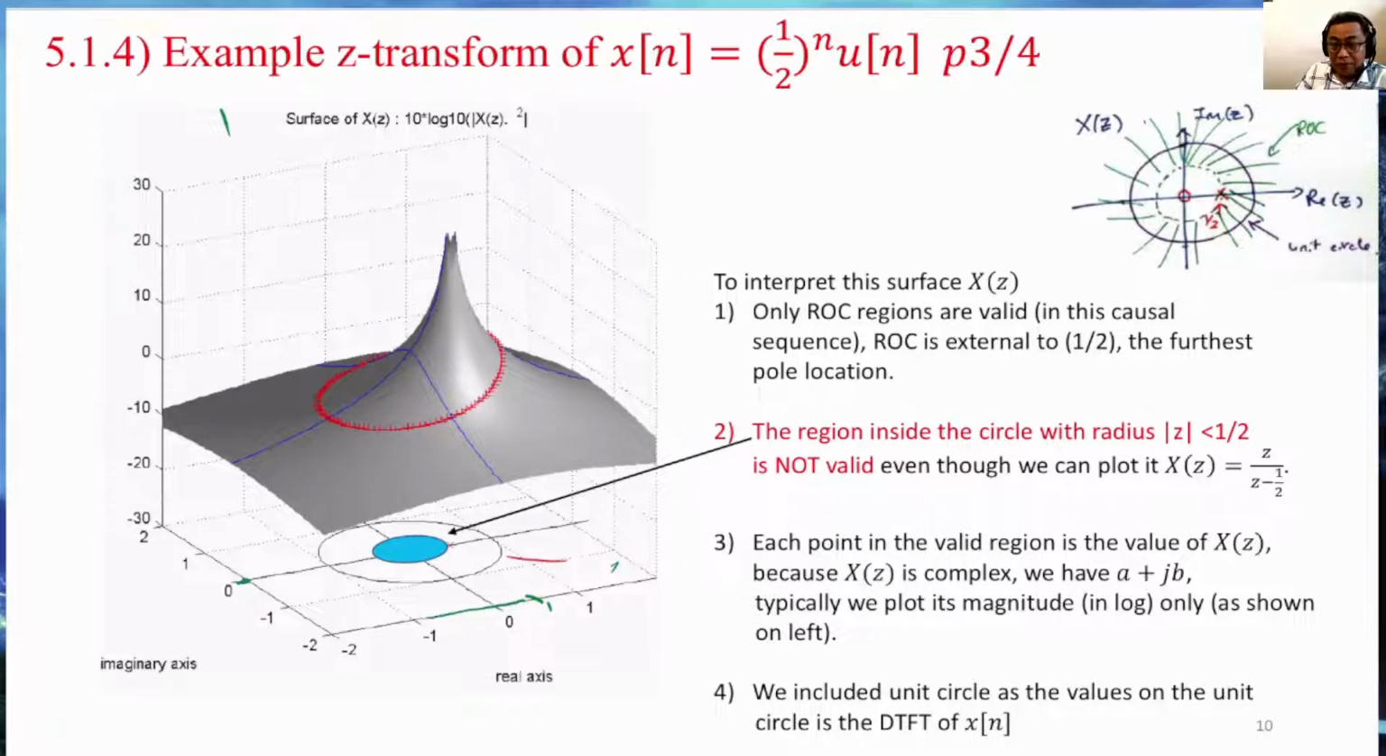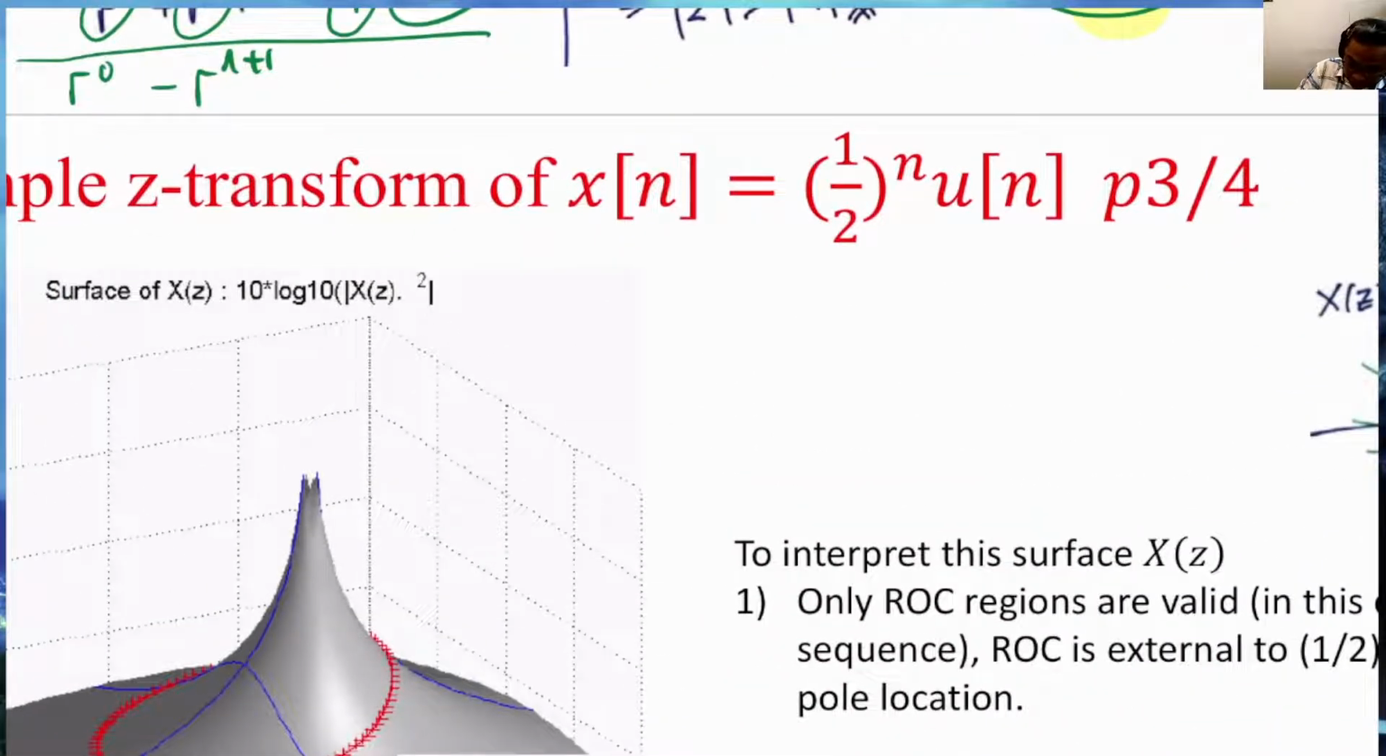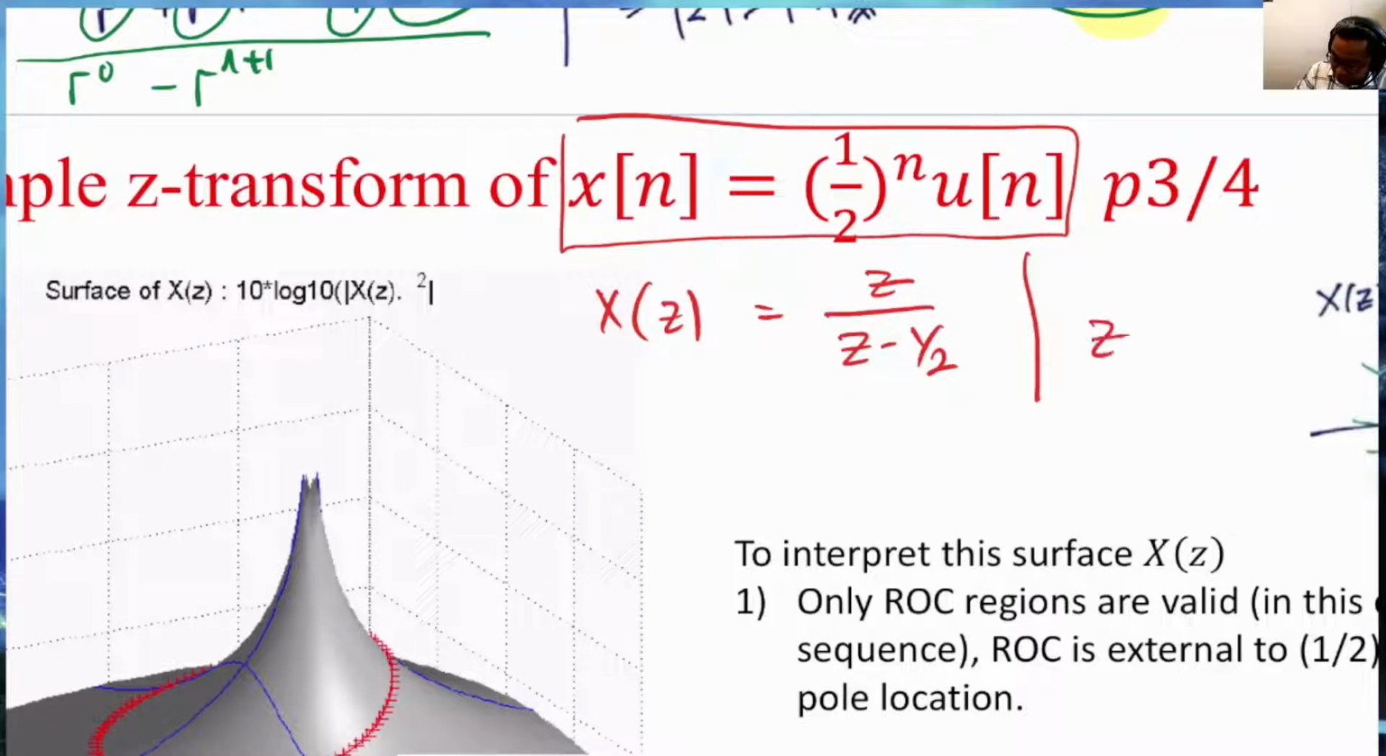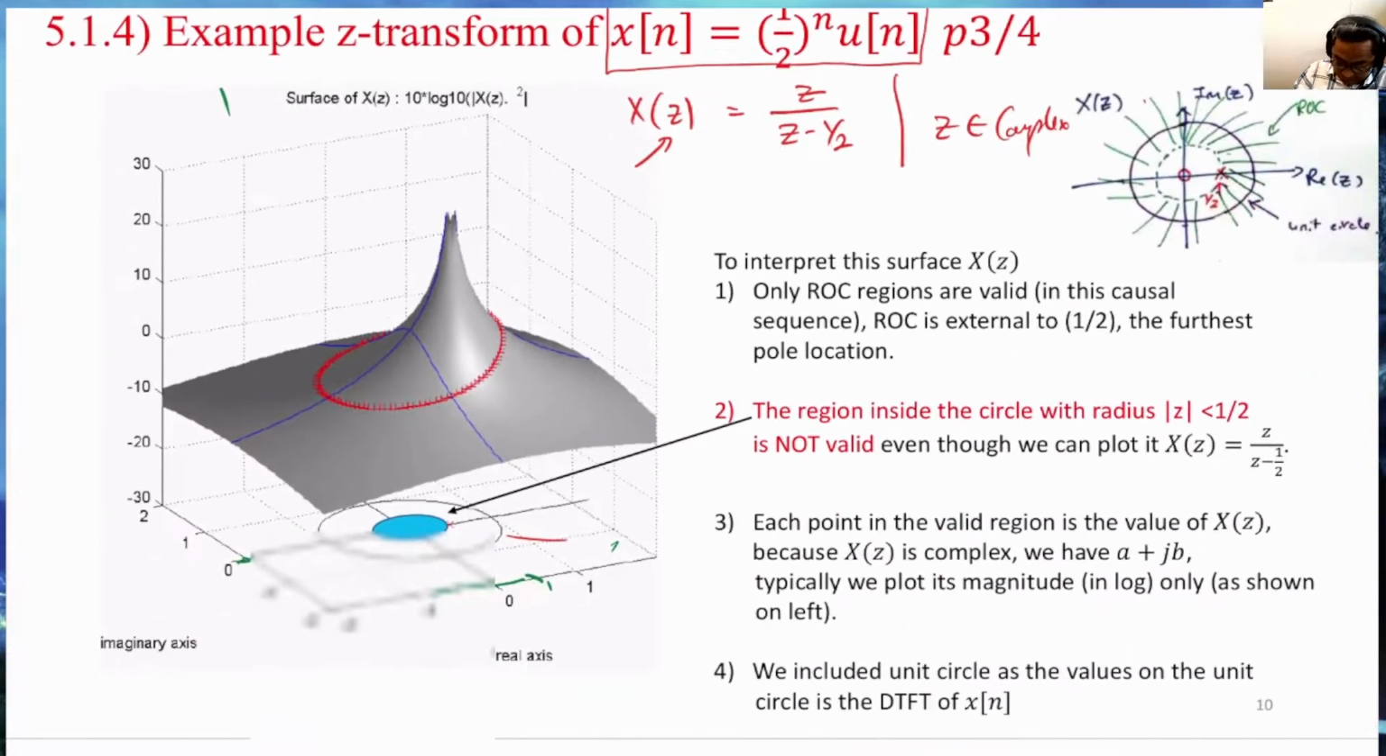Let's now plot the surface of X(z). We are given the sequence x[n], and we have already found that X(z) is equal to z over z minus half. Remember that z is the entire complex plane, any complex number. So let's first generate the domain of this graph. Domain means the input points.